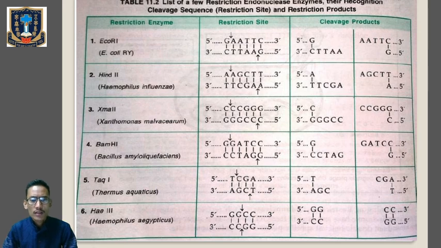Similarly, you have the second enzyme, HindII. Hind means Haemophilus influenzae. Okay, because H comes from the genus Haemophilus, and ind comes from the species name influenzae. So in this way, you just have to remember the names of the restriction enzymes: EcoR1, HindII, okay, XmaII, then BamH1, TaqI, and HaeIII. And similarly, you have to remember the restriction sites which are recognized by the enzyme, and the cleavage products which are produced after cleaving the DNA molecules at specific base sequences by these enzymes. So today we have just finished the first tool of recombinant DNA technology, that is, the enzymes.